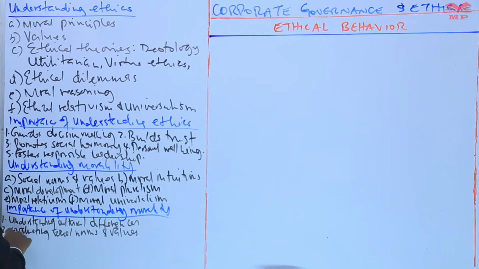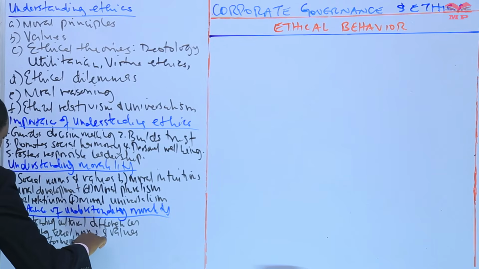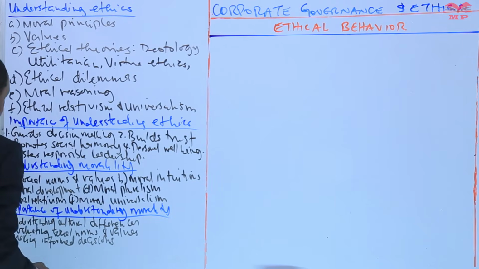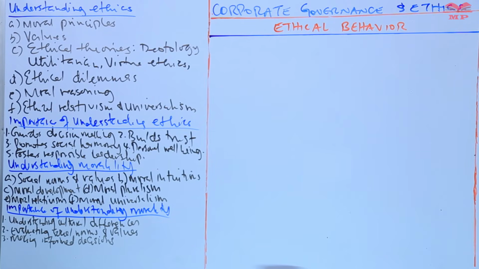3, making informed decisions. Understanding morality can help us make more informed and responsible ethical decisions, taking into account both our own values and the broader social context.